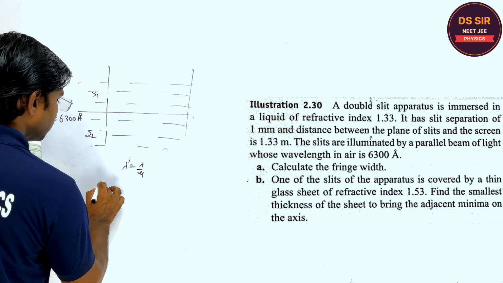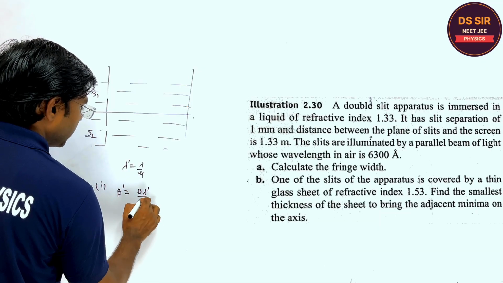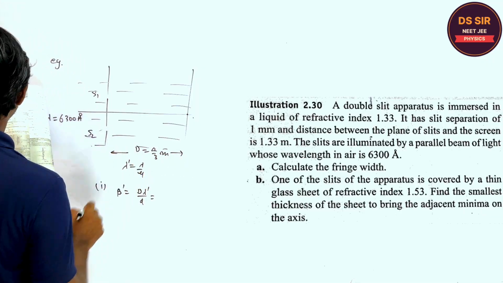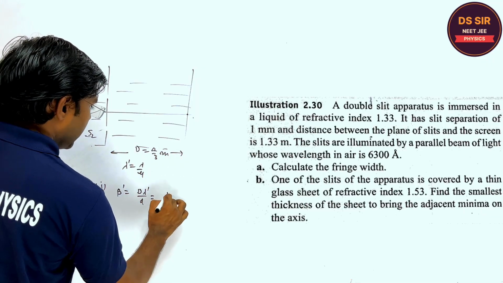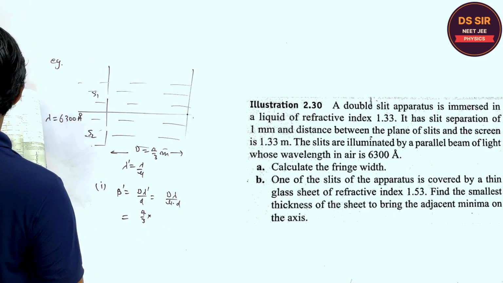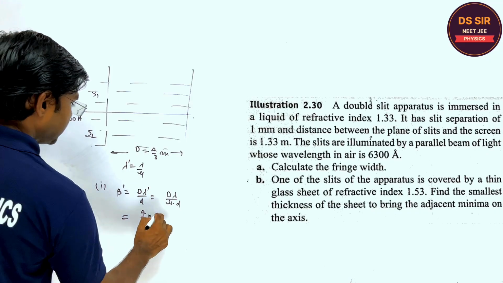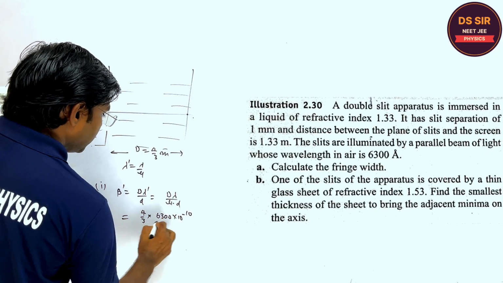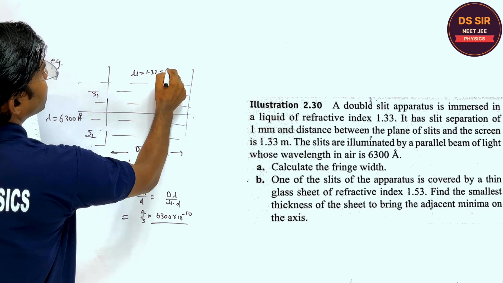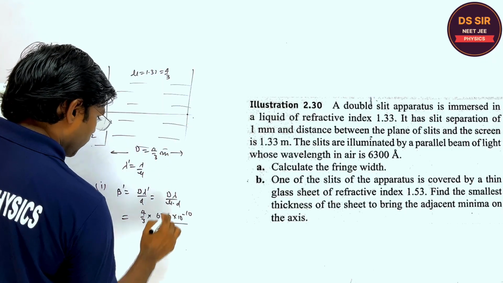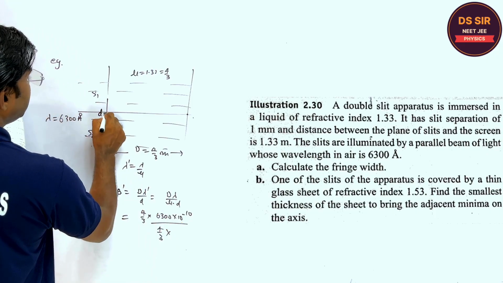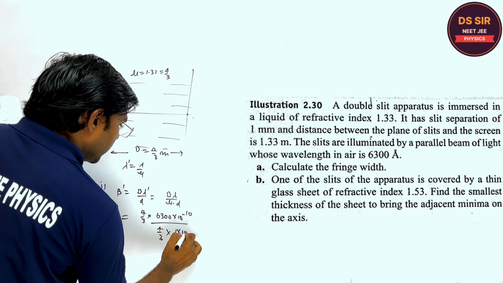So what is the fringe width? Beta dash is equal to D lambda over d. So what is the D? It is 4/3 meter, and D lambda upon mu into d. What is the D? 4/3. What is the lambda? The lambda is 6300 into 10 to the power minus 10. The mu, refractive index, is also equal to 1.33, it is 4 by 3. 4 by 3 into the separation, which is 1 millimeter, 1 into 10 to the power minus 3.